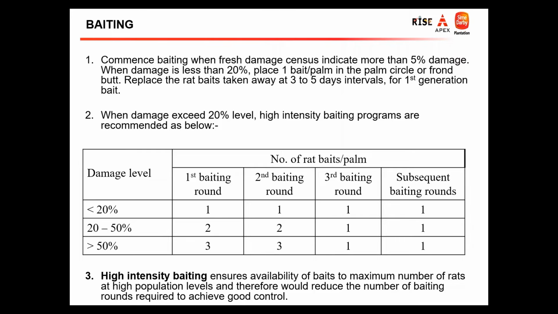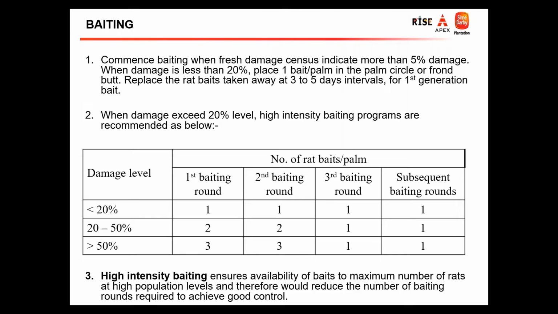So what do we do with that? It's always good to do fresh damage sensors every now and then. That means very often, before you do rat bedding. This is to segregate your fields. Let's say you sensus your estate and have 20 blocks. Any field that registers more than 20% fresh damage, and especially above 50%, means you have to do what I call high intensity bedding.